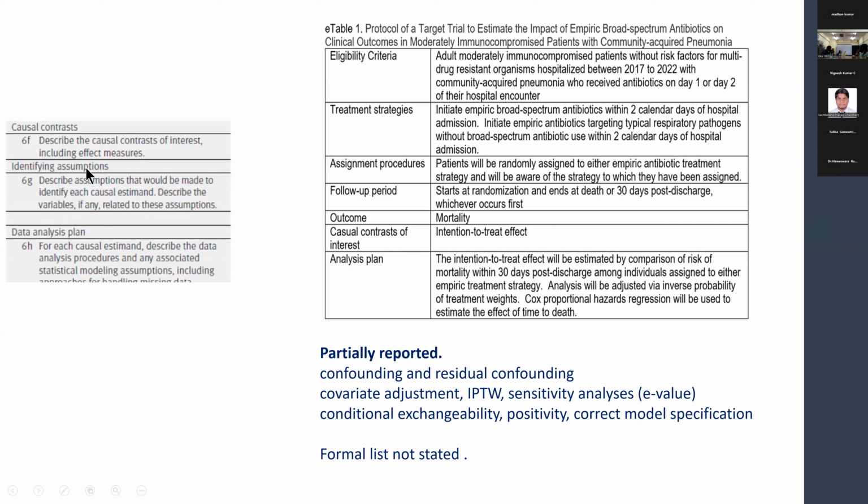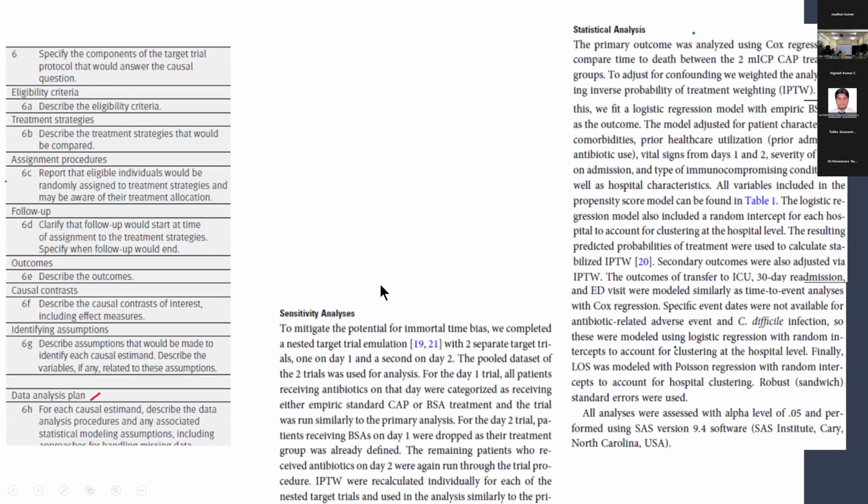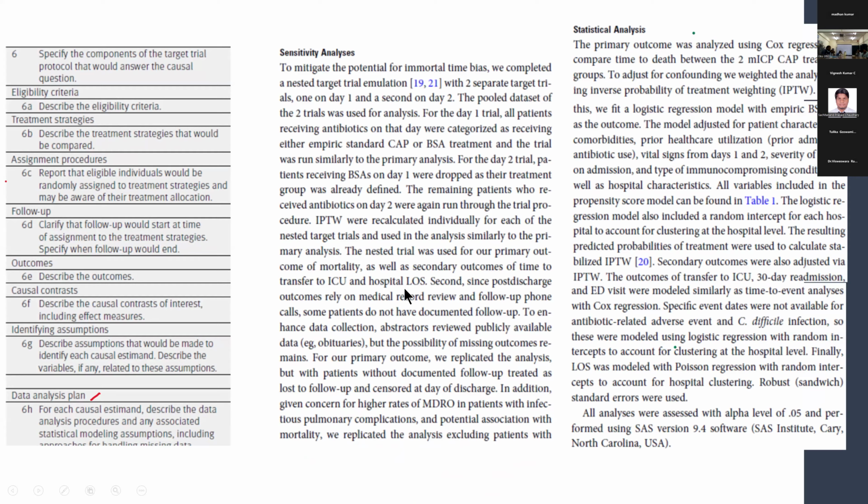Identifying assumptions. This actually has to be reported as one of the columns. They had reported it in the text. They looked at confounding and covariate adjustment. They've done a sensitivity analysis and they have reported it. What is the analysis plan? The statistical analysis and the sensitivity analysis, they have reported in detail.